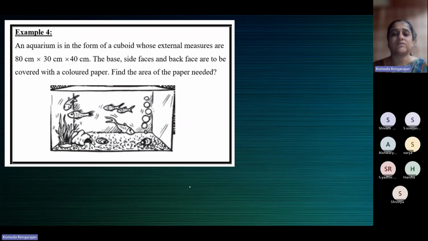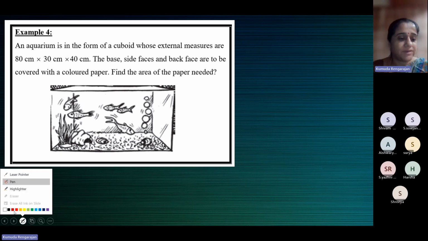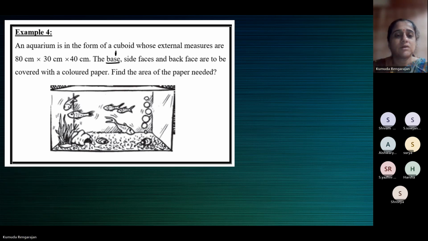Front face, back face. Left face, right face. Top face, bottom face. So the base is one face. Side faces, 2 faces. And the back is one face. So totally 4 faces are to be covered with colored paper.